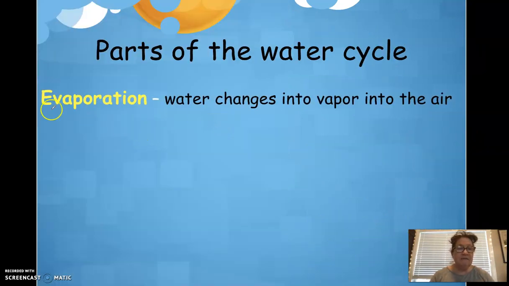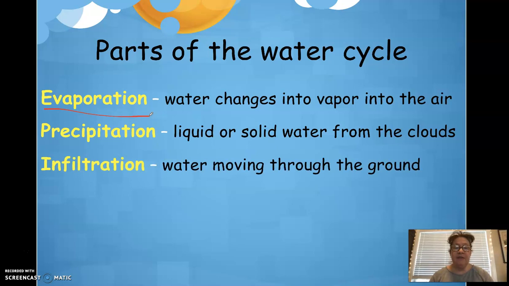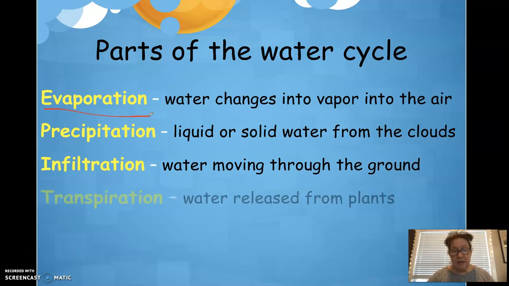The first one is evaporation. That's where the water will change into a vapor and go immediately into the atmosphere. Then we have precipitation. That's where water can be in a liquid form, or it could be solid form where it's actually hail that's coming down. You have infiltration. That's where water is moving through the ground, penetrating and entering our groundwater reservoirs down there, our wells, aquifers.